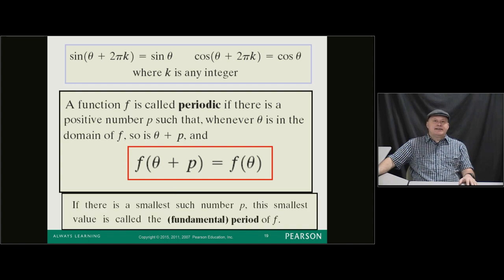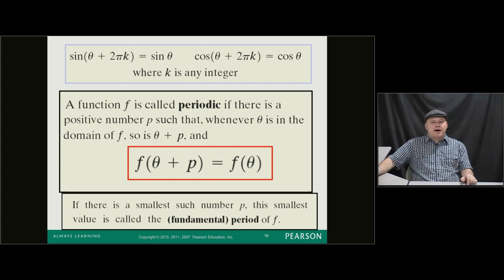And if there is a smallest such number p, this smallest value is called the fundamental period of the function. So what that basically means is p could be a lot of different numbers, but the smallest one at which it repeats is the fundamental one. So for example, I could say sine of theta plus 4 pi is equal to sine of theta, and it would be true because 4 pi is 2 revolutions around, but you end up back in the same place. Sine of theta plus 6 pi is equal to sine of theta as well. But that's not the smallest one. 2 pi is the smallest.